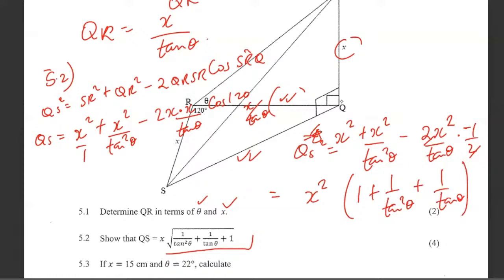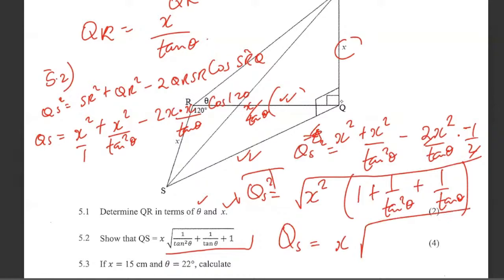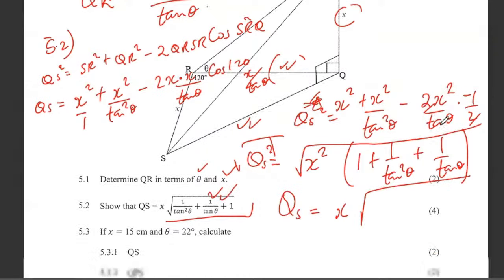All right, it's coming out, guys. So Q squared, take square roots on either side. So that cancels, which means QS is the square root of x squared, which is just x. Then we have that one left. All right, guys. So that is that.